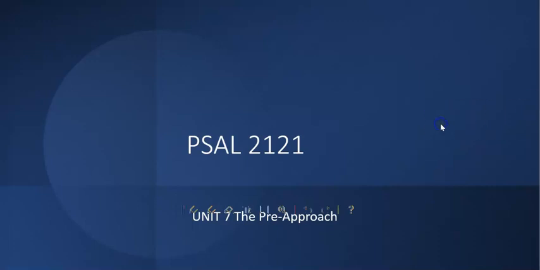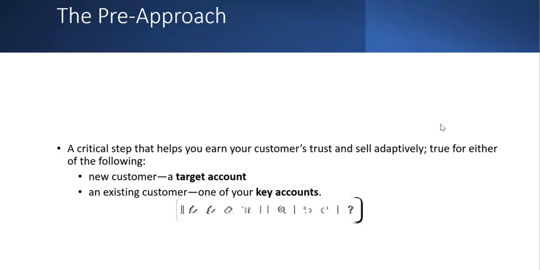So the pre-approach is that really critical step to, as this says, earn your customers' trust. We've talked about the importance of trust, and the importance of listening and selling adaptively. That means making adjustments and adapting to the customer's needs and wants, being open to the customer instead of being really rigid in how you want to approach it. Ideally, that's going to build better rapport.